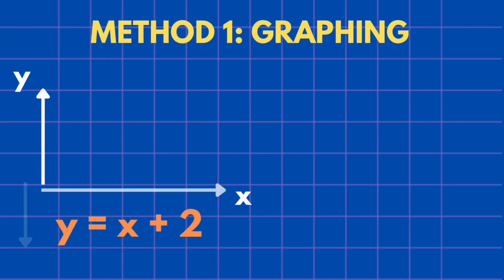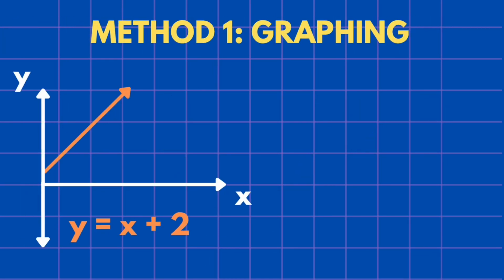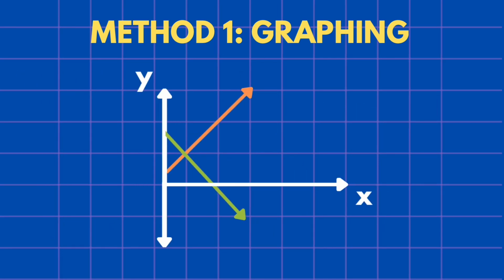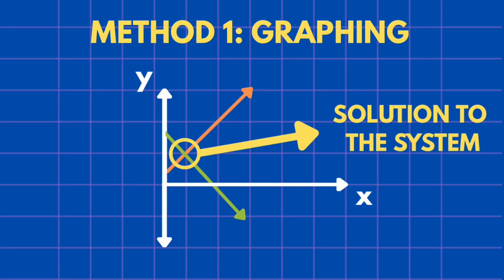Let's start with method 1, graphing. Graphing is usually the easiest method when you want to see what's happening. Each equation represents a line. The solution is simply the point where those 2 lines intersect. This method is excellent for building your understanding because you can actually visualize why the solution works. That point lies on both lines, so it satisfies both equations.